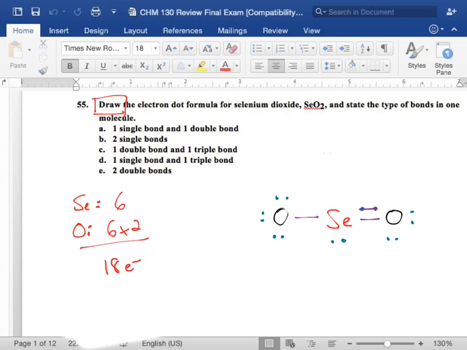We can now go through and answer the question. It's asking about the number of single and double bonds. So the answer is I have 1 single bond, and 1 double bond. No, we have 2 single bonds. And the answer becomes, you're probably more correct by saying that, A. 1 single bond and 1 double bond.